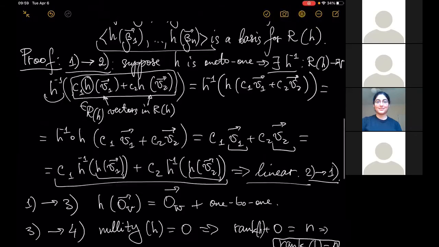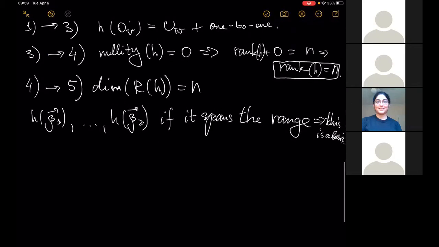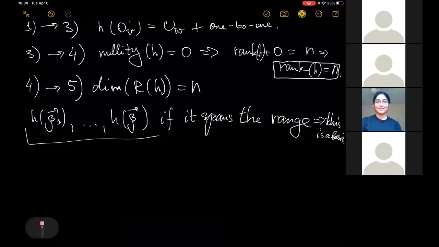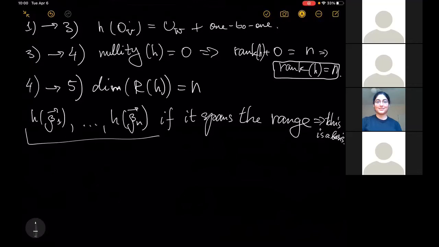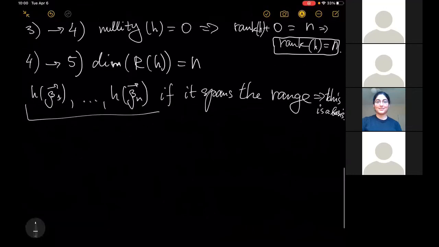If the set of n vectors spans an n-dimensional space, then these vectors form a basis, because we have exactly n vectors which span the n-dimensional space. Okay, so how do we show that they span the space?